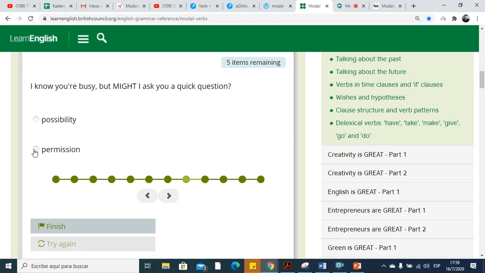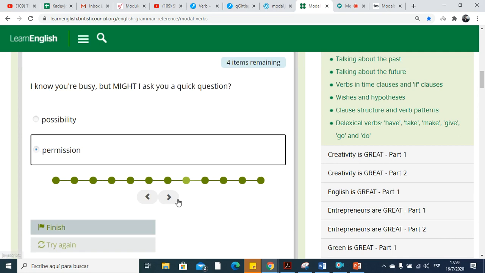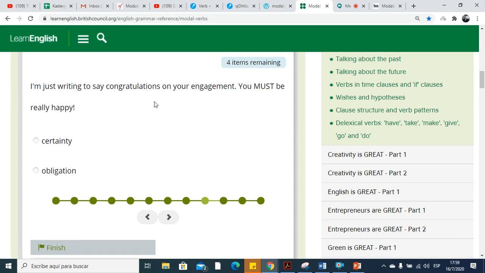Melissa, possibility or permission? I know you are busy. Possibility. In this particular case, it's actually permission, because since the person is busy, when it says might I ask you a quick question, this is more like asking permission from that person. So in this case, it would be permission.